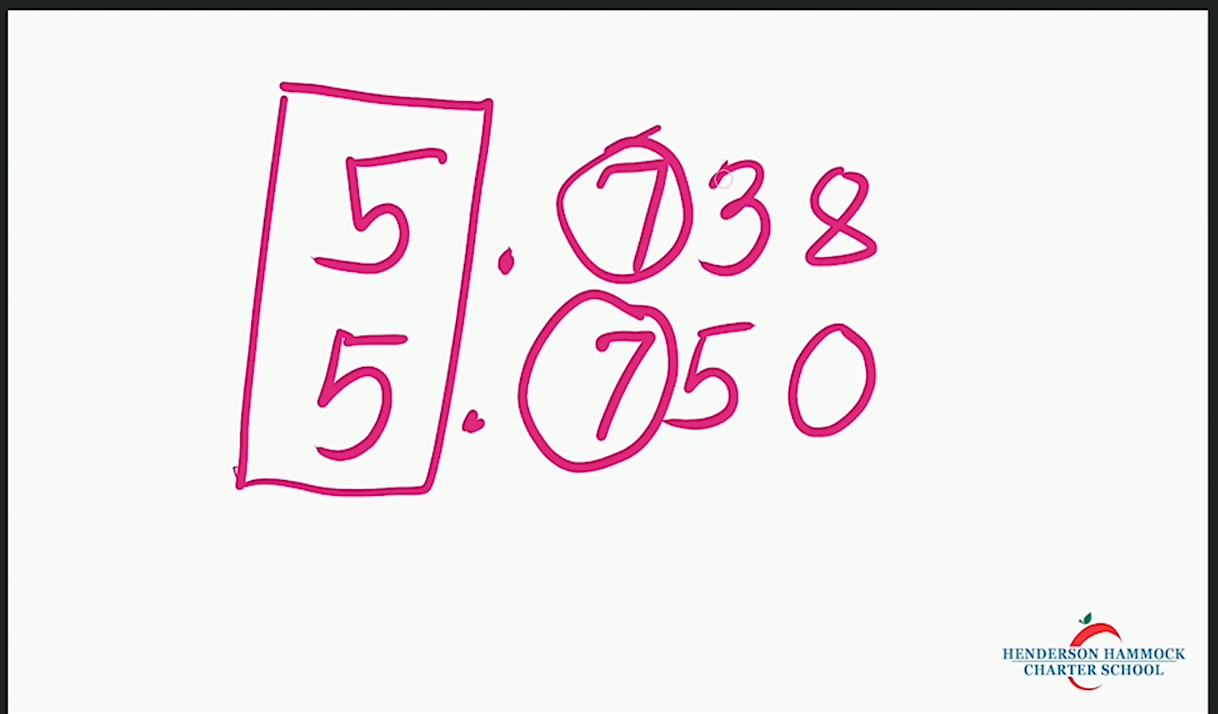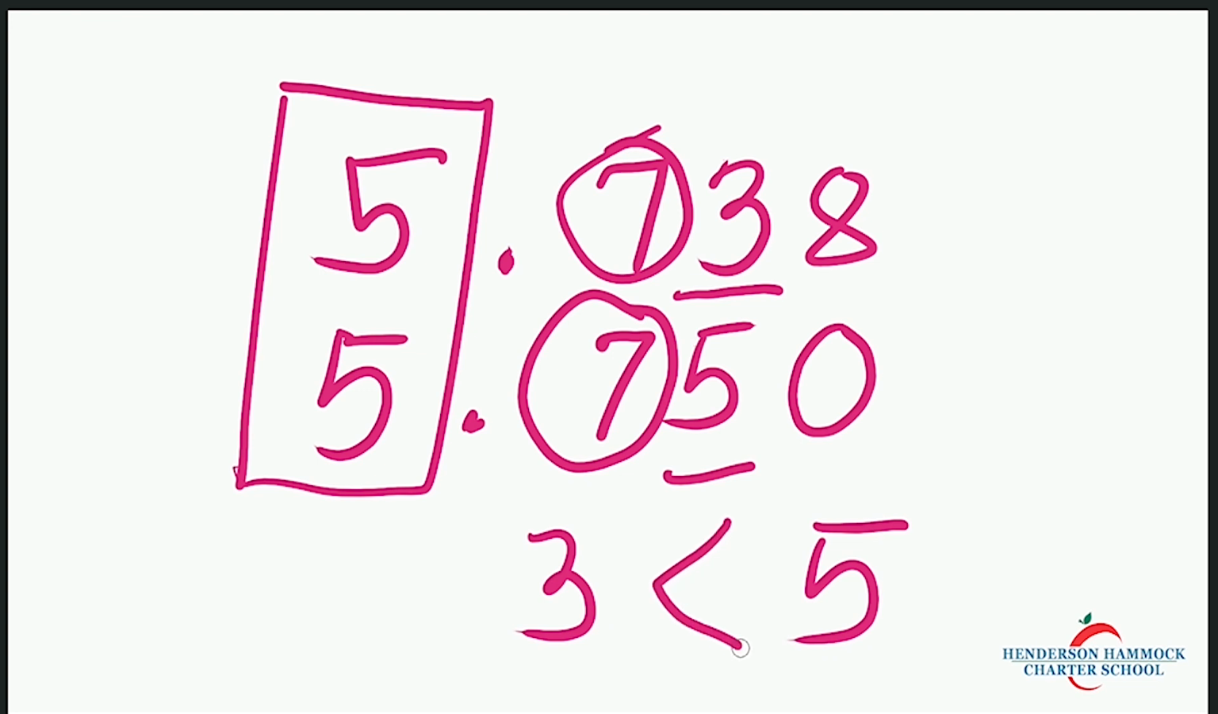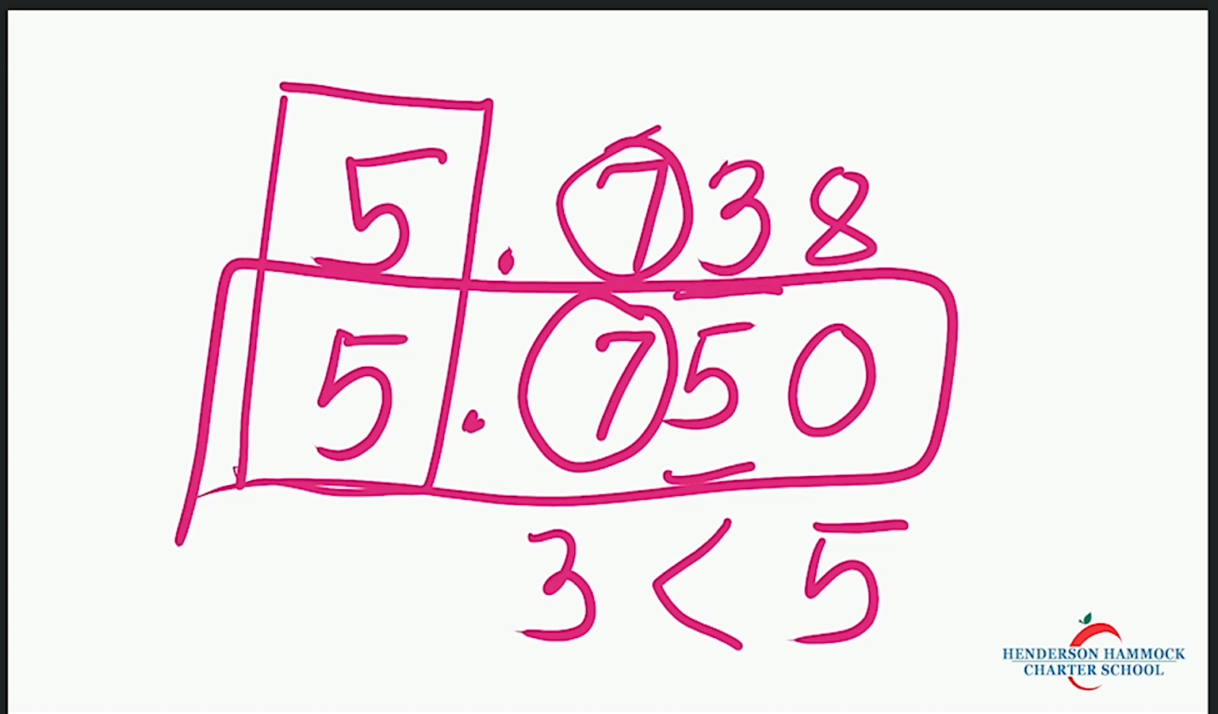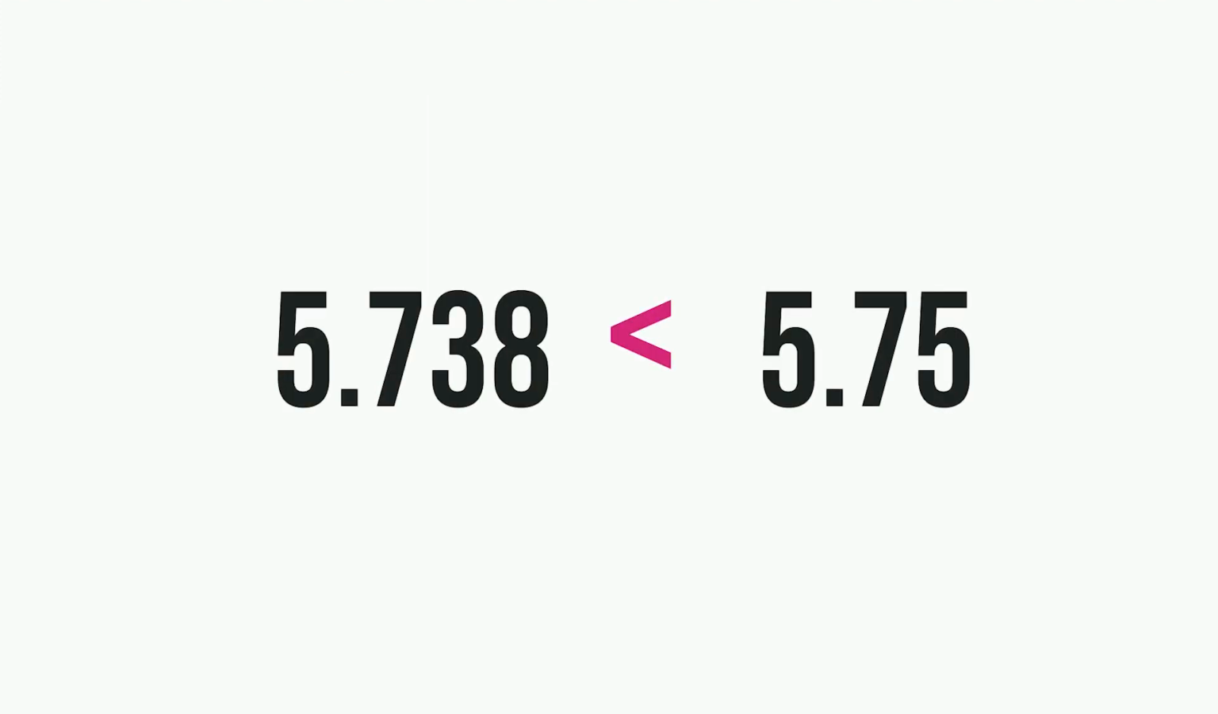If I go to the next place value, which is the hundredths, we have a 3 here and a 5 here. Now, which is greater, a 3 or a 5? Correct. 5 is greater than 3. So because 5 is greater than 3, it makes 5 and 75 hundredths greater than 5 and 738 thousandths. And the 8 here doesn't matter at all. So 5 and 738 thousandths is less than 5 and 75 hundredths.